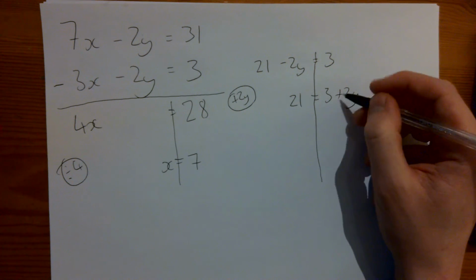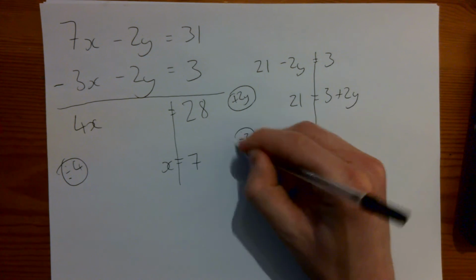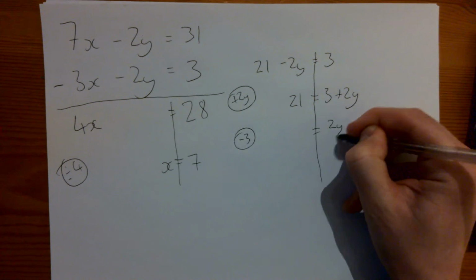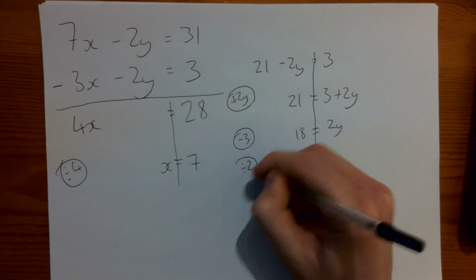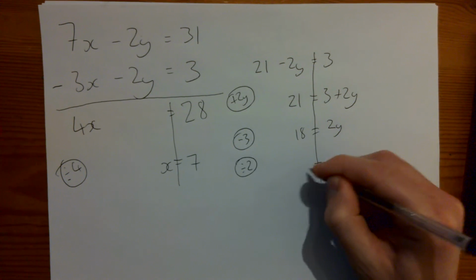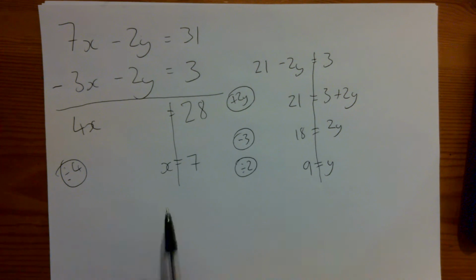Now I can solve it like a pretty normal one. Get rid of the 3. Let's get it to just 2y. Gives me 2y equals 18. And then divide by 2 to cancel that 2. Gives me y equals 9. So there's my solution. x equals 7 and y equals 9.